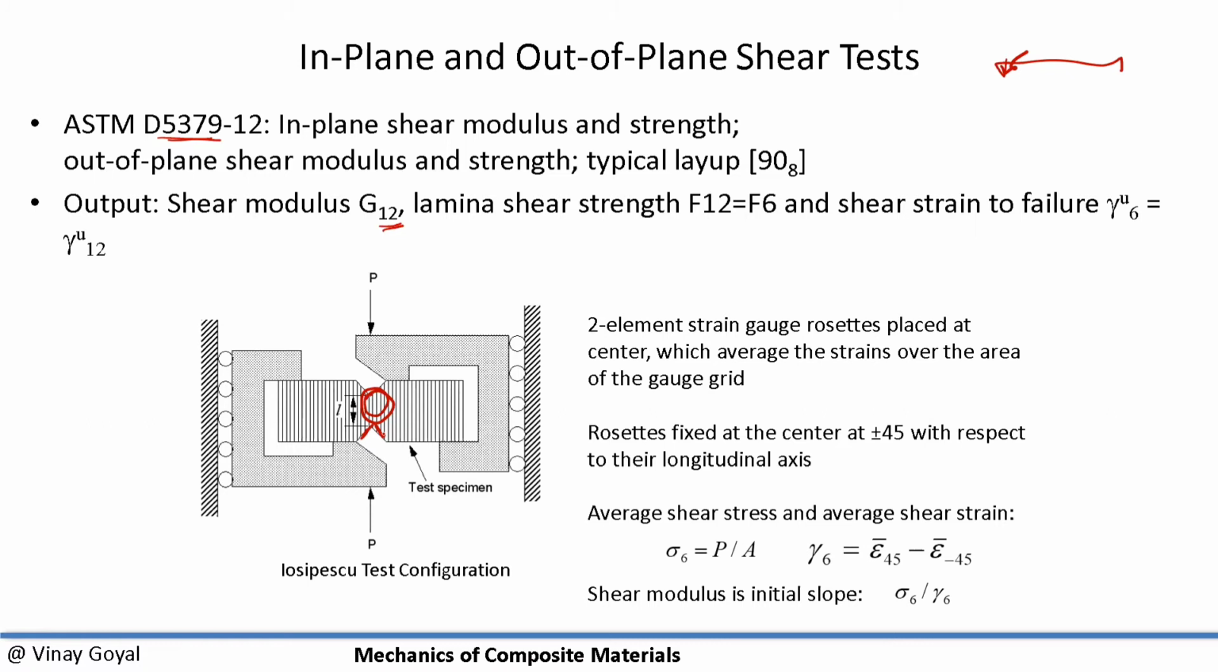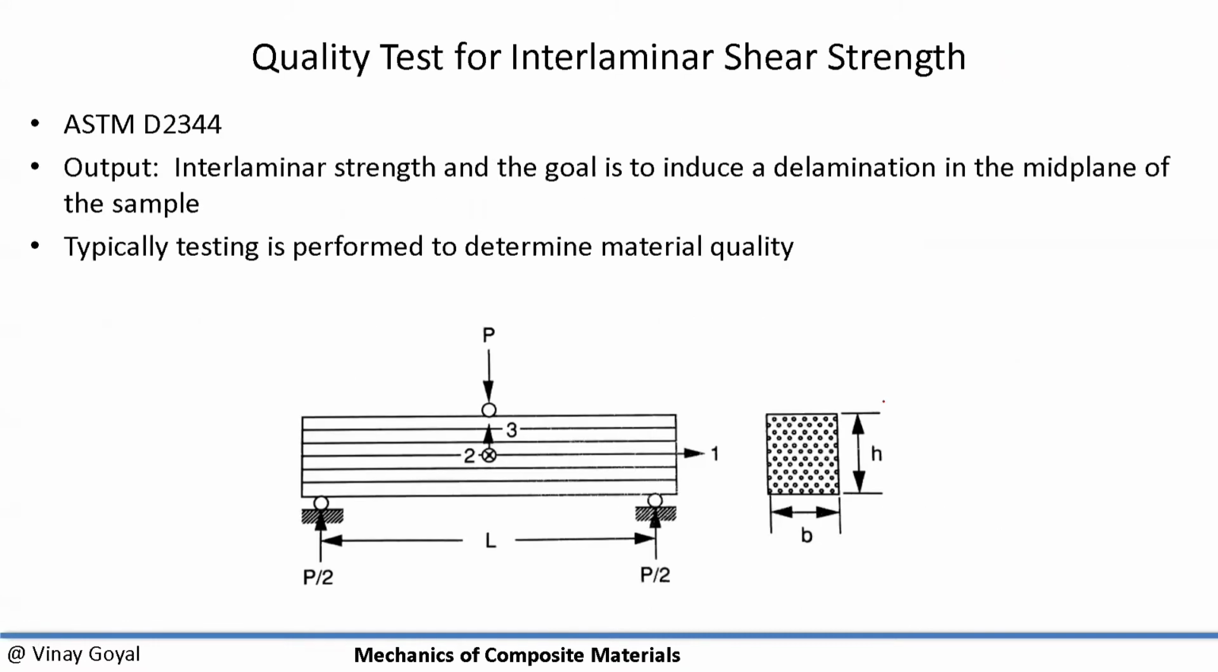So very good test. Here you have to put a rosette at plus minus 45 with respect to the longitudinal axis. And a lot of people put a strain gauge in the front and also in the back. So back to back. This test is mostly done for quality purposes. So you're really looking for in-family data, looking at the behavior for that purpose.